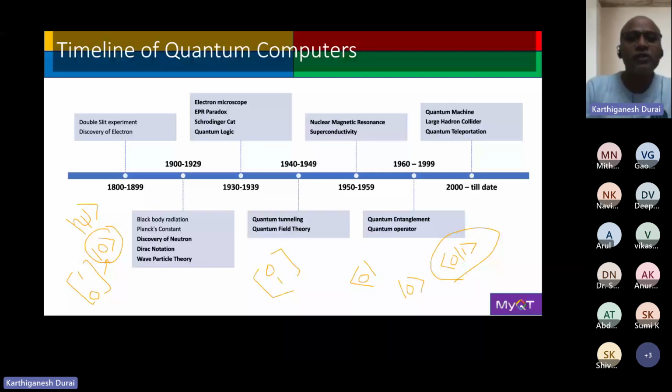Then wave particle theory, electron microscope, EPR paradox, Schrodinger's cat. Most of you have heard about Schrodinger's cat. That is one popular paradox where superposition is explained by Schrodinger. Then quantum logic, quantum tunneling, quantum field theory. Those things were introduced in 1940. Quantum tunneling is one thing which caused the threshold of nanotechnology. Then NMR, MRI scan, superconductivity, quantum entanglement, quantum operators. These things have been identified. Then quantum machine, Large Hadron Collider, quantum teleportation. These are all quantum mechanics related inventions or discoveries.